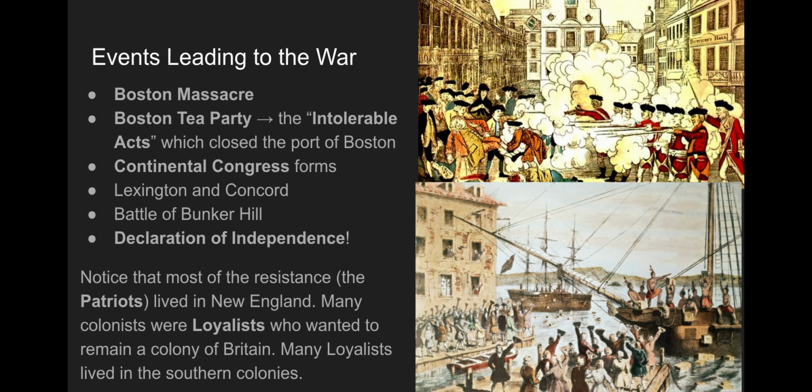However, this was not a unified front. There were many people called loyalists who wanted to remain loyal to the British crown. And a lot of them lived in the South and Southern plantations who were totally okay with British rule. They liked that there were people to buy their crops and help them make money.